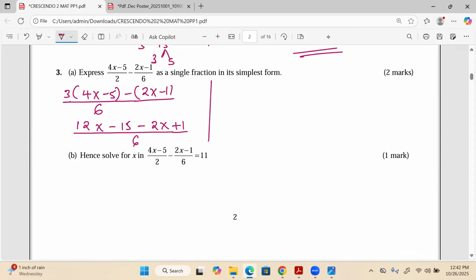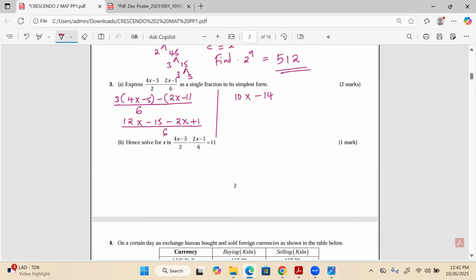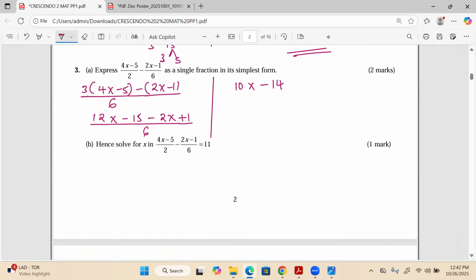At this point, we can group terms together: 12x minus 2x becomes 10x. The negative 15 plus 1 becomes negative 14, out of 6. So that's how we work it out.